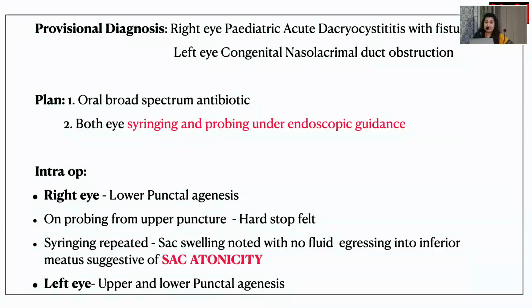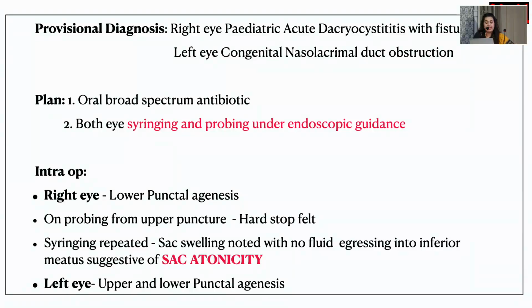When we repeated the syringing, of course, there was no fluid egression because we could not overcome the stop. Secondly, there was also sac swelling noted. So when we were pushing the fluid, the sac was gradually dilating, thus giving us a clue that there was no tone to the sac. It is an atonic sac.